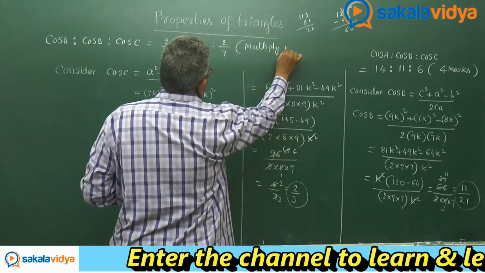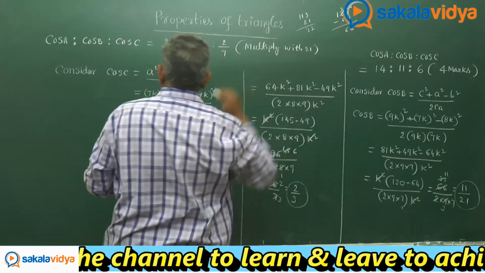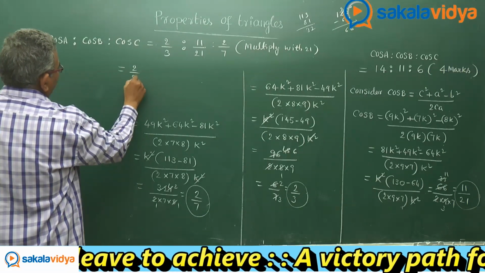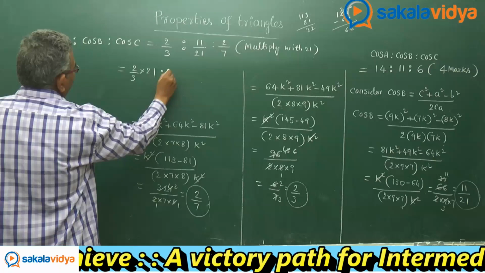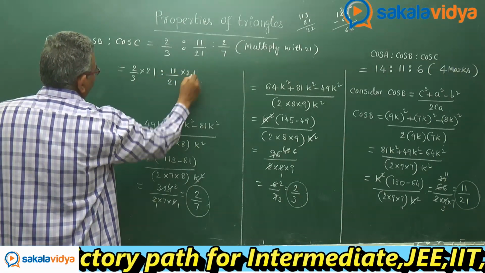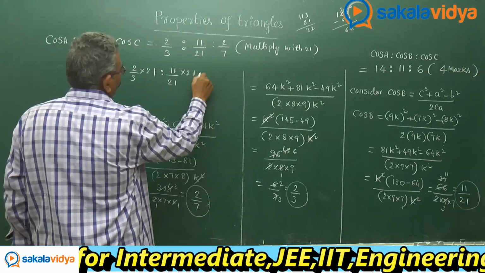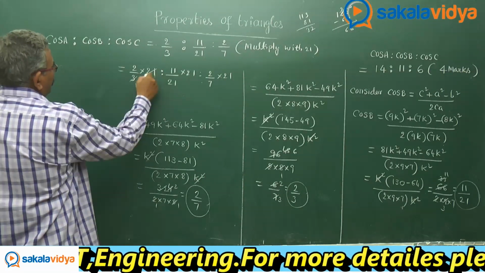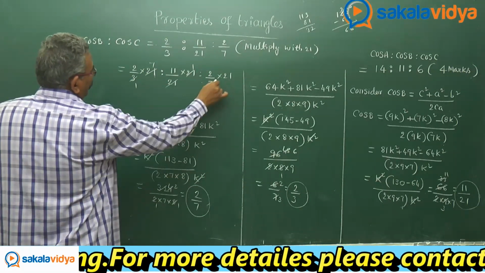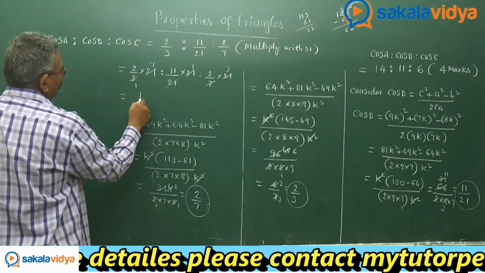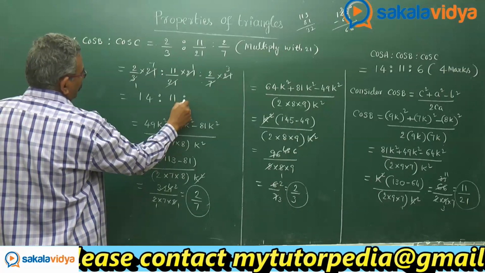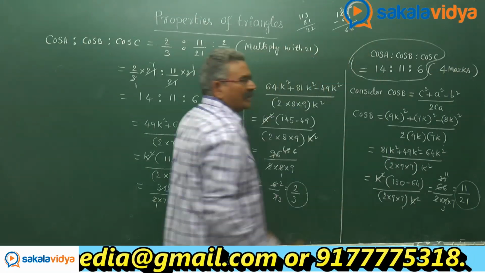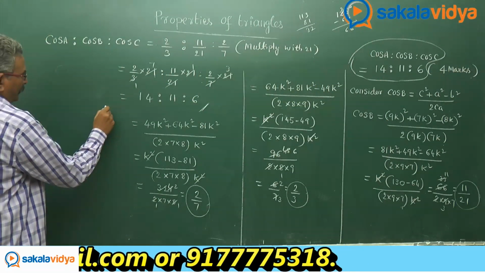Multiply with 21, each term. So we get 2 by 3 into 21 is to 11 by 21 into 21 is to 2 by 7 into 21. 3 ones are 3, 3 sevens are 21. 21, 21, 7 threes are 21. 14 is to 11 is to 6. Just check with this answer. Hence, we have proved. Hence, it is proved.